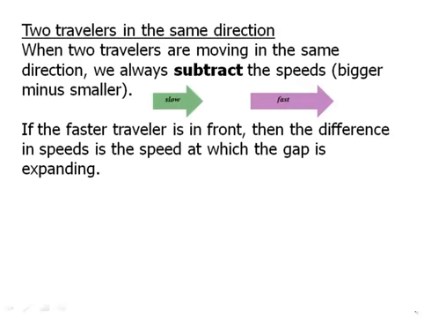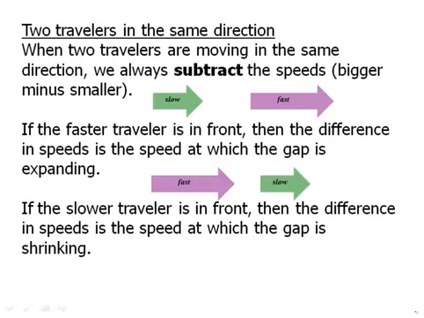If the faster traveler is in front, that means, of course, the faster traveler is pulling away from that slower traveler. Then the difference in speeds is the speed at which the gap is expanding. Over time, the faster car is going to get further and farther from the slower car behind it.